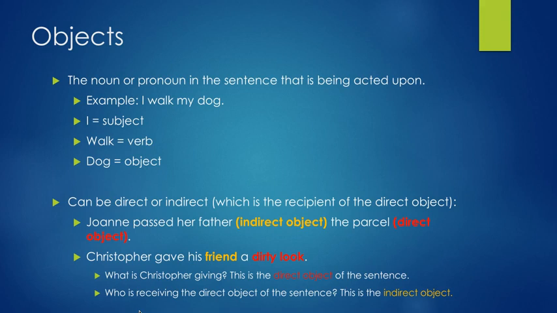So this example here, I walk my dog. I am the subject. Walk is the verb. Dog is the object. I am acting upon the dog. I am walking him. He's not walking me, right?